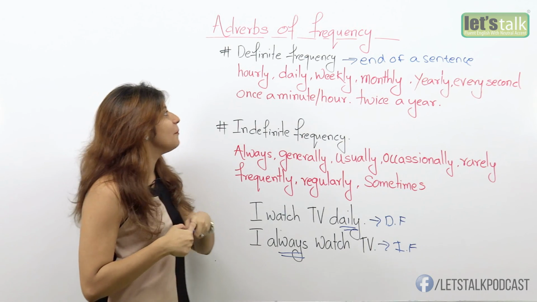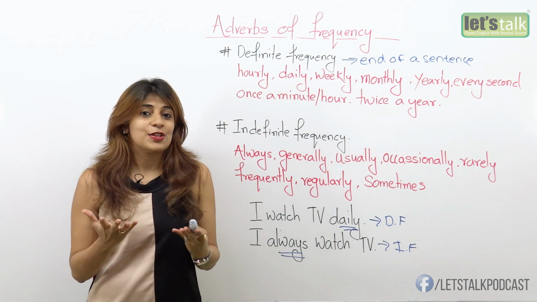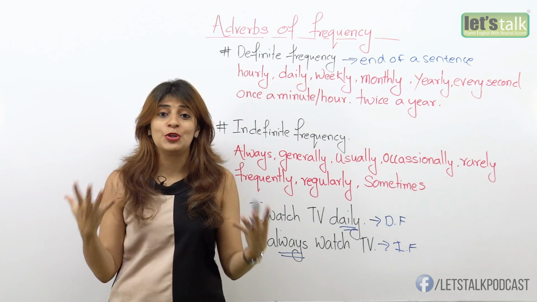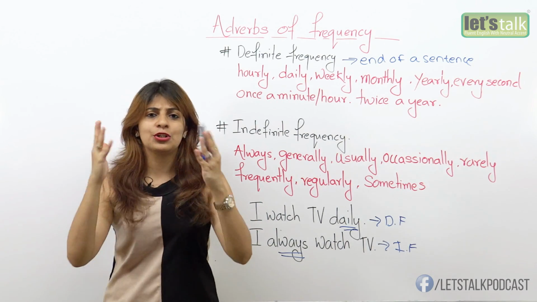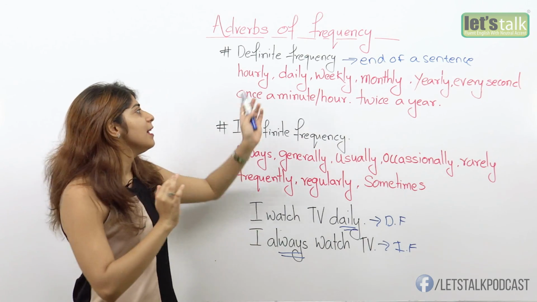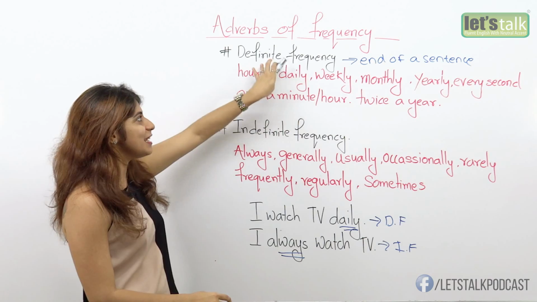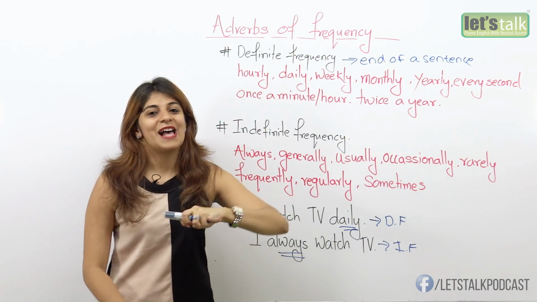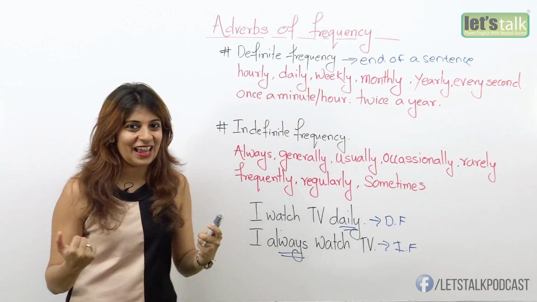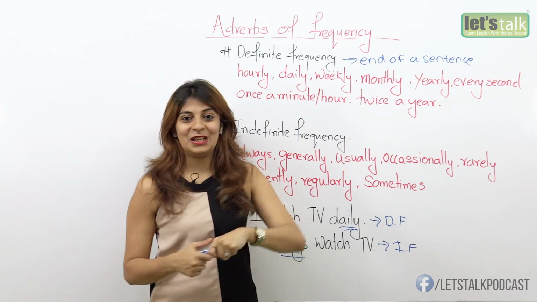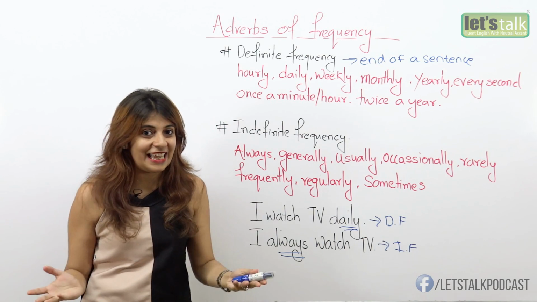For example, I watch news hourly. I love to know what's happening around the world. I'm definitely addicted to the news channels, and therefore I am using the word hourly, which is a definite frequency adverb. So I would say that I watch TV news hourly. Then I have daily. Well, daily, yes, we learned here, I watch TV daily.